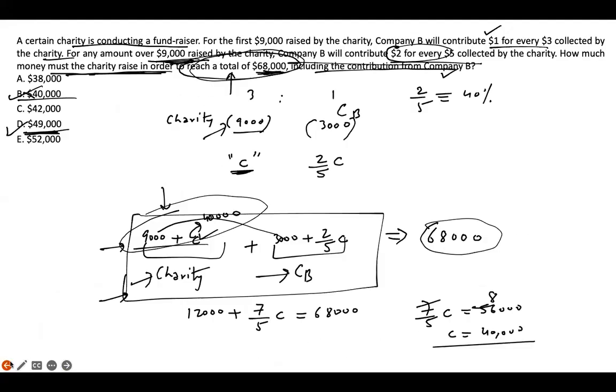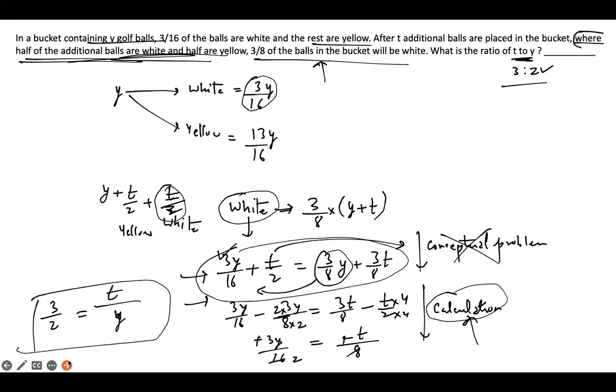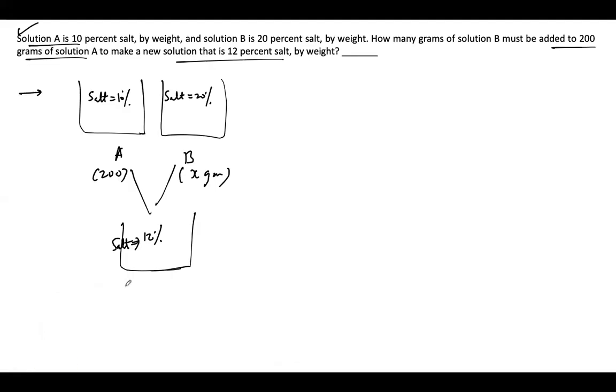Again, mixture theory is just this. Did you solve the question? Were you able to solve? I made the equation. So how did you make the equation? So, 10% of 200, that means salt in solution A, plus salt in solution B is equal to salt in the resultant, 12% of 200 plus X.